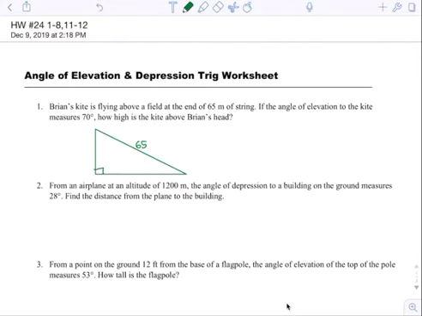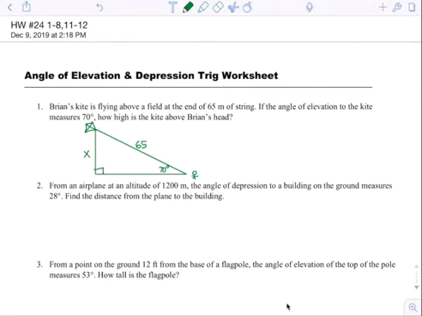So you know that the angle of elevation is the angle formed from the line of sight to the ground, which is this one right there. It asks how high is the kite above Brian's head. So basically we know that the height of the kite is this one right there. And there's good old Brian with the kite.